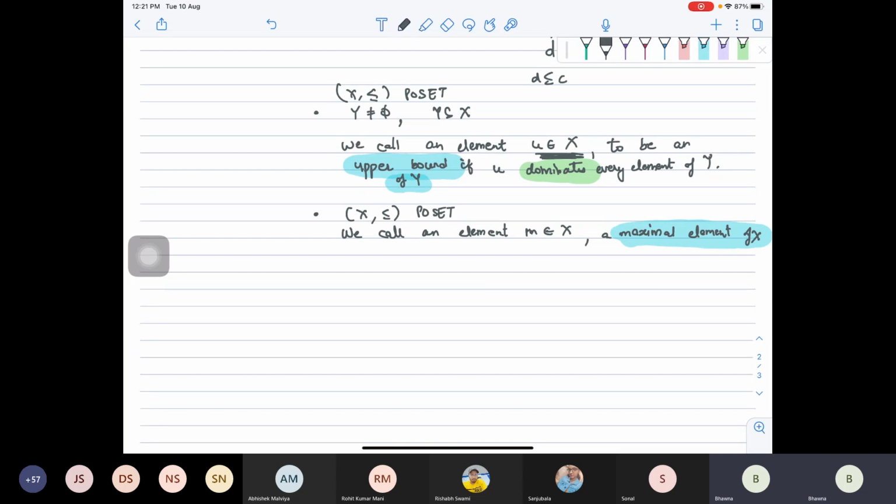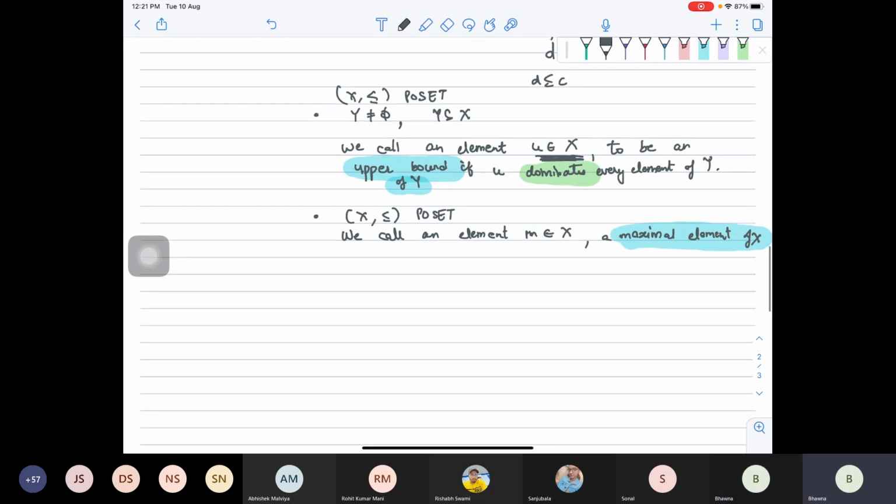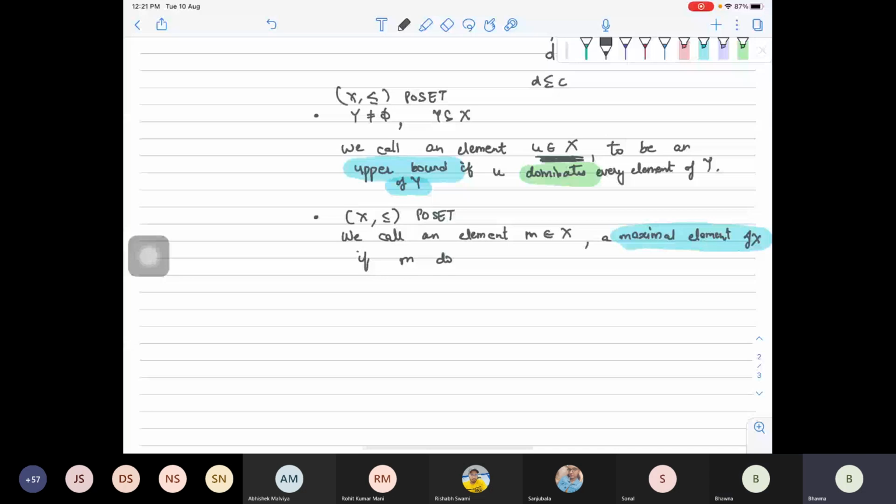But what was the maximal element? Maximal element was something which does not want to be dominated. If m does not want to be dominated, that means there is nothing above this.